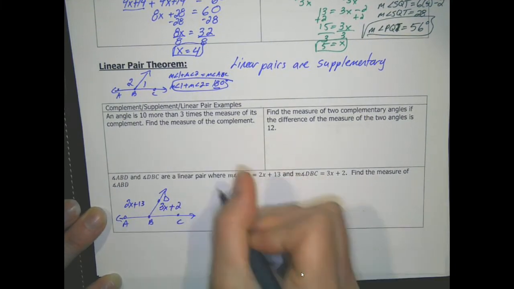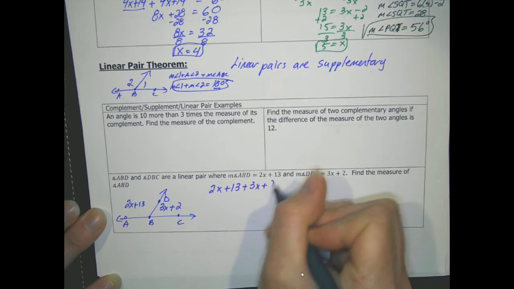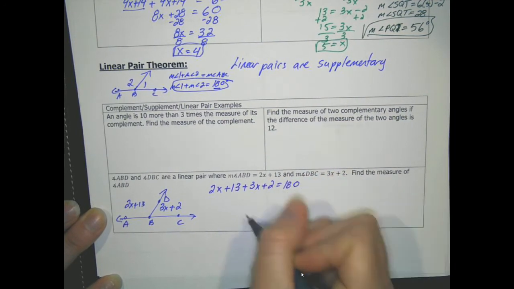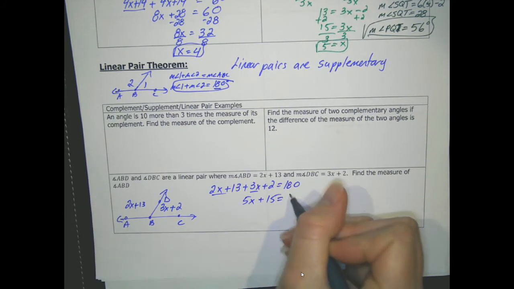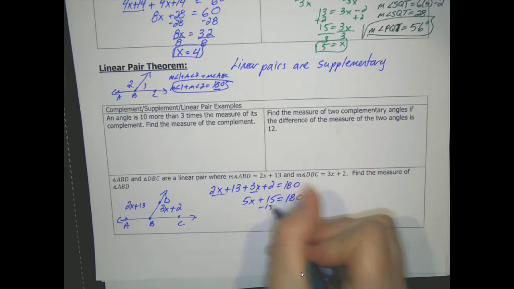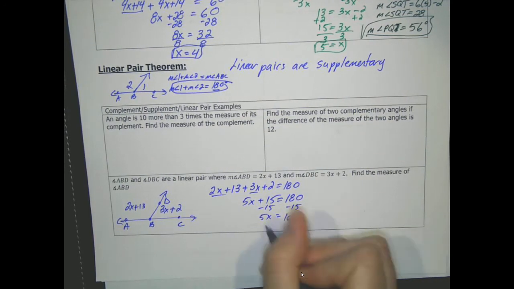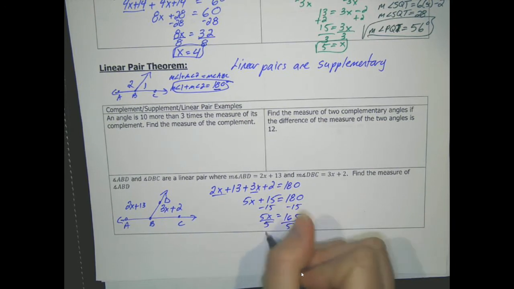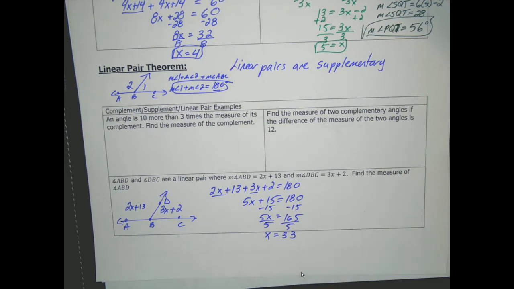What do I know about these? They add to 180. So I know 2x plus 13 plus 3x plus 2 is equal to 180. 5x plus 15 is equal to 180. Minus 15, 5x is equal to 165. Divide by 5, x is equal to 33, I believe. Just make sure, yeah, 33.